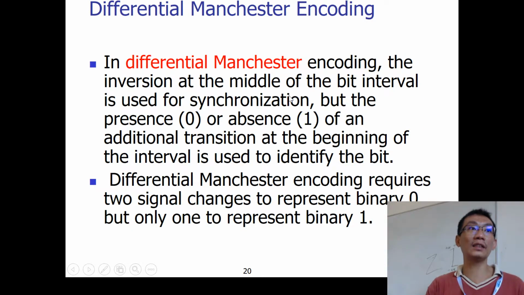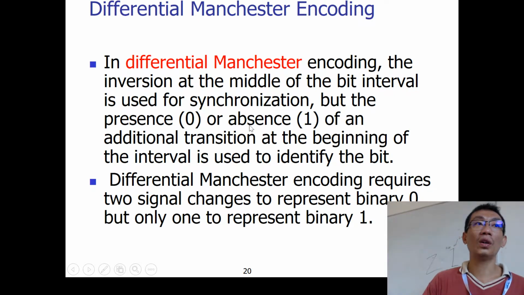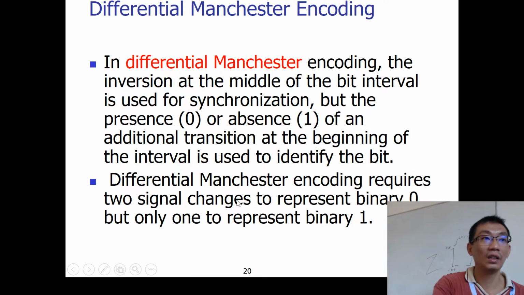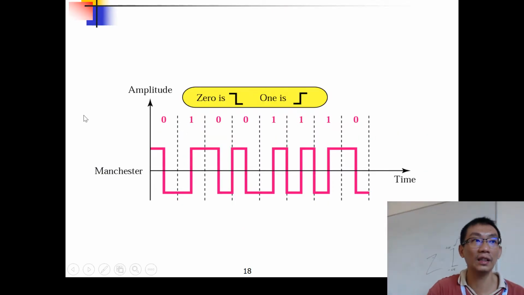In differential Manchester encoding, the presence or absence of an additional transition at the beginning of the interval is used to identify the bit. So in differential Manchester encoding, you use 2 signal changes to represent 0, but only 1 to represent binary 1. So it's an improvement, because in Manchester encoding you need 2 signal changes. You see here in Manchester encoding, you can see here 1. This one you also need like this.